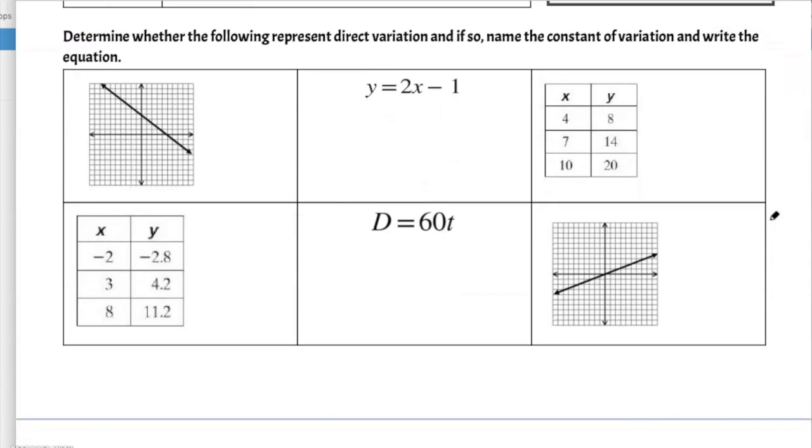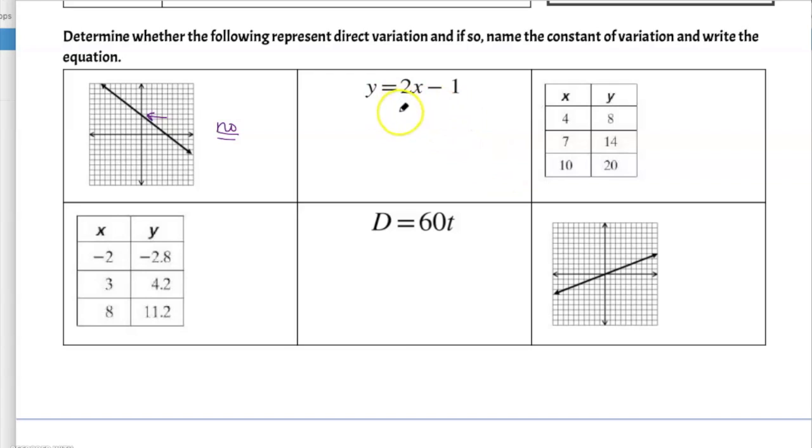We have some graphs, equations, and tables here. So we're going to determine if they represent direct variation. If they are representing direct variation, then we need to find the constant of variation and also write the equation. So for graph 1, we have a linear function. However, its y-intercept is not at 0. So anytime we have a graph, that's going to be the first thing that we want to look at. So this would not be an example of direct variation.